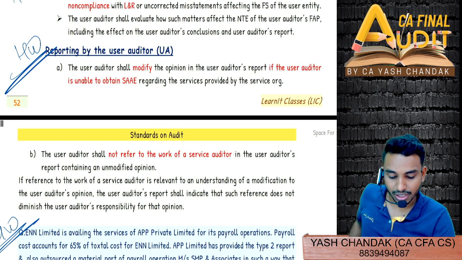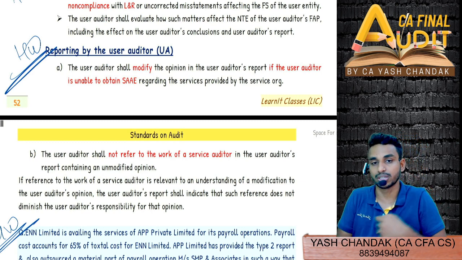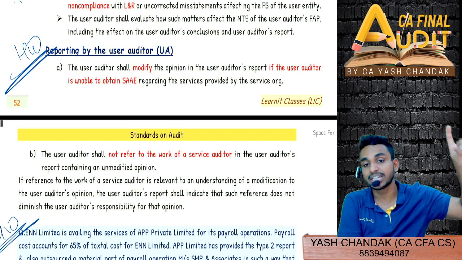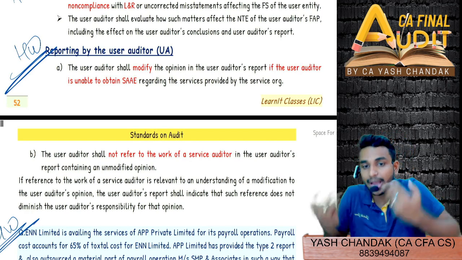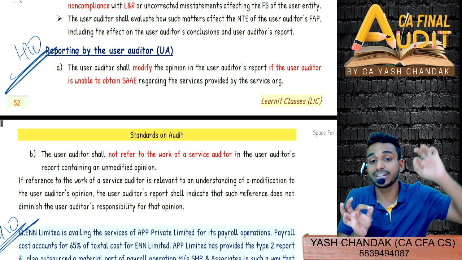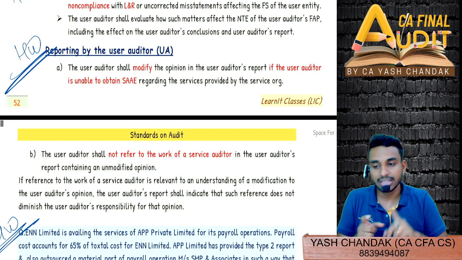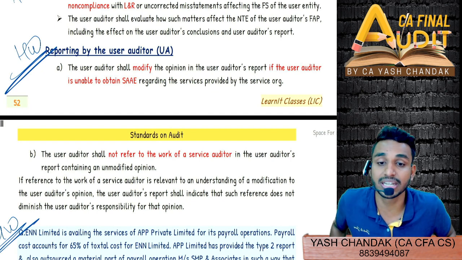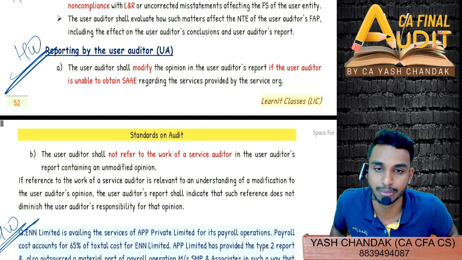If reference to the work of the service auditor is relevant to an understanding of a modification, then yes, the user auditor's report shall indicate that such reference does not diminish my responsibility. If you feel that I need to mention that there was a type 1, type 2 report because of which I am modifying my opinion, and I need to refer to the service auditor's report in my opinion, then yes, you can refer to that. But then again, you have to mention that this does not diminish my responsibility in any manner.